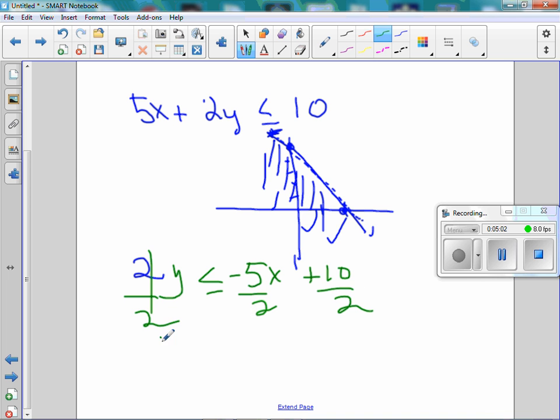I have y is less than or equal to negative 5 over 2 x plus 5. So we know, same problem, same graph. I started at 5, that is our y-intercept. So if I go down 5 and over 2, that's a negative slope, that's the point, still here, same thing. So you can either change it to y equals, or you can use the intercept method.